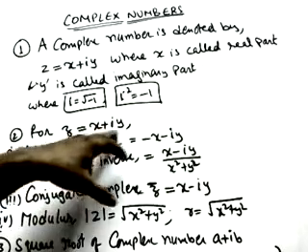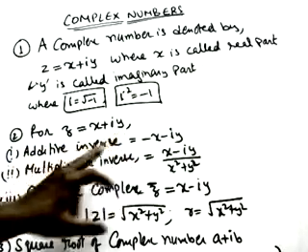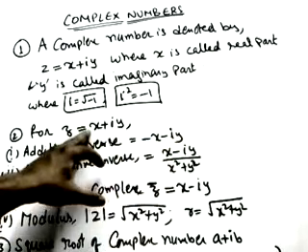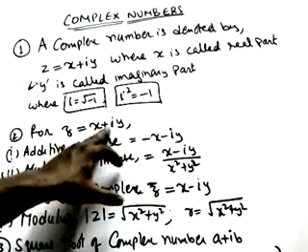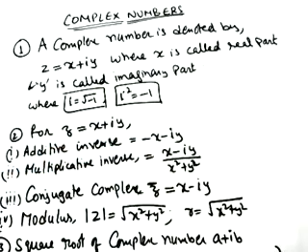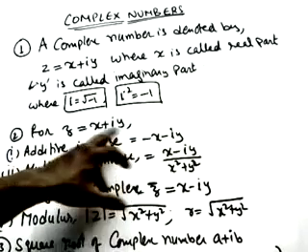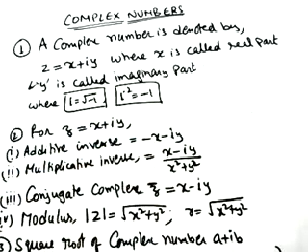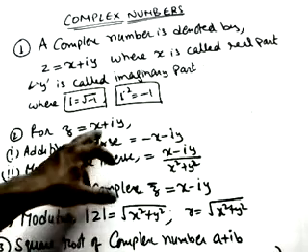So let us recall this. Suppose z equals x plus iy is a complex number, then the additive inverse is minus x minus iy. That means we have to change the sign of both x and y. So if you add, you will get 0. Additive inverse means we must get 0 as the answer. So the additive inverse of x plus iy is minus x minus iy.